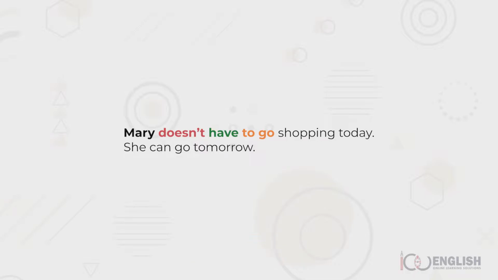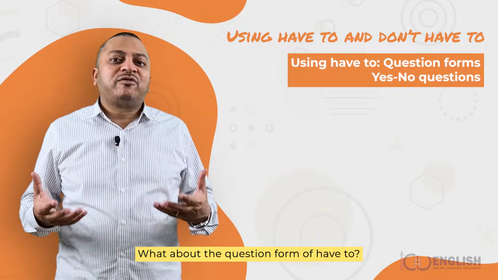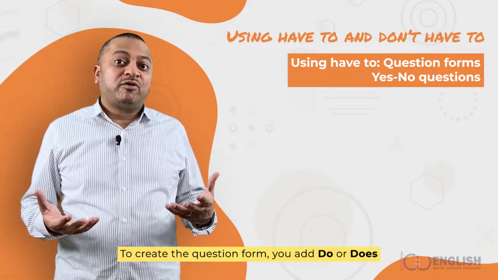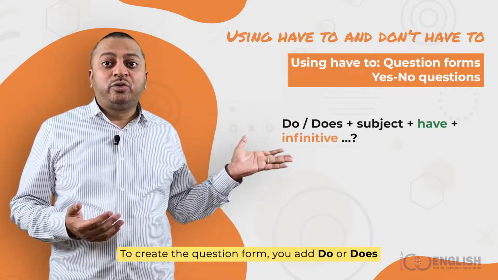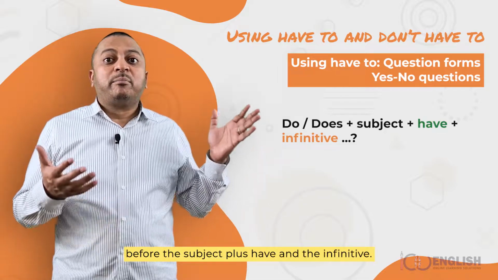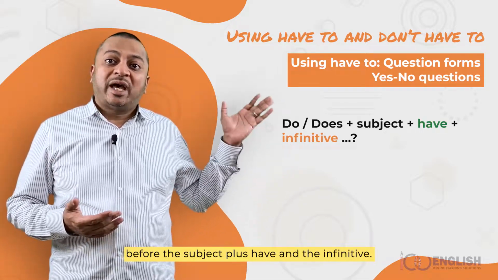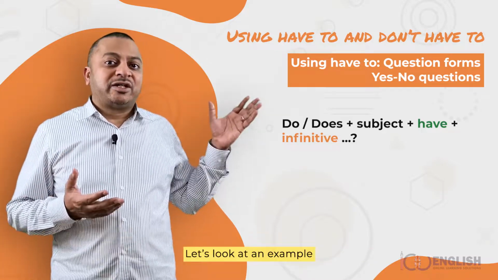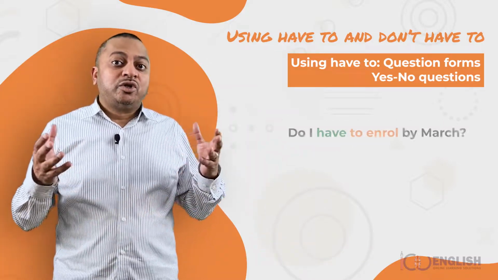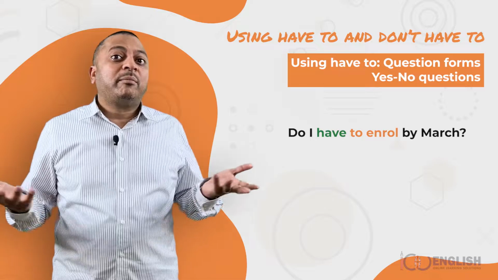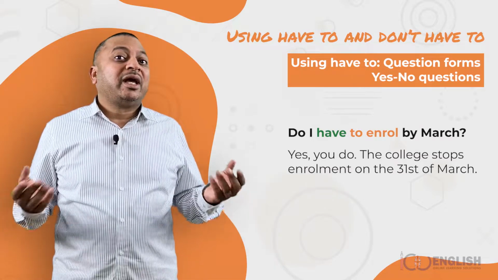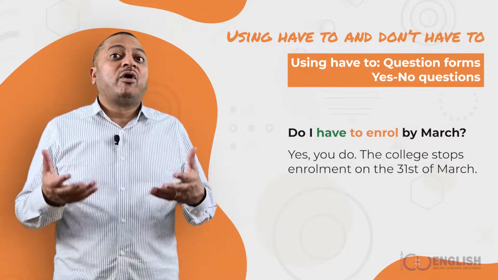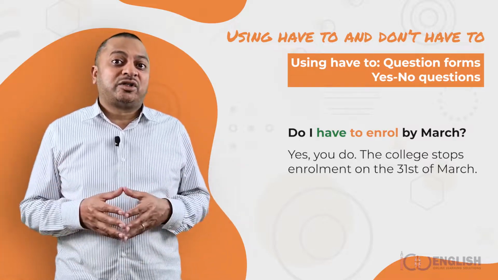Great job. Well done. What about the question form of have to? To create the question form, you add do or does before the subject plus have and the infinitive. Let's look at an example. Do I have to enroll by March? Yes, you do. The college stops enrollment on the 31st of March.